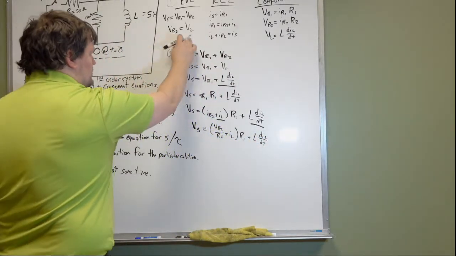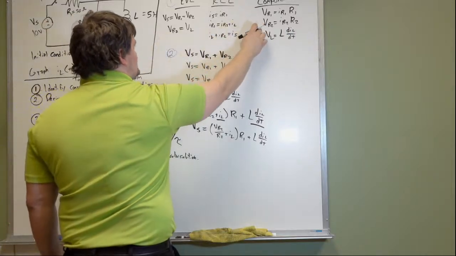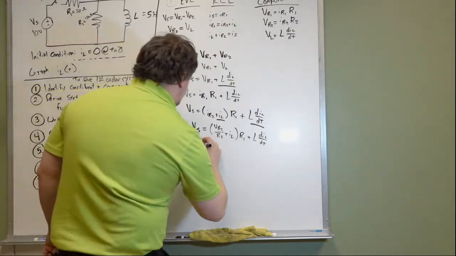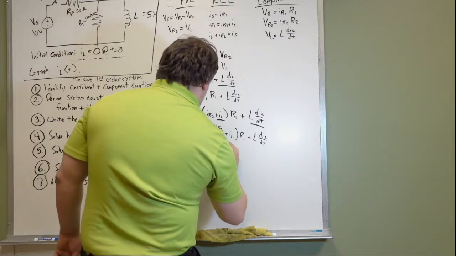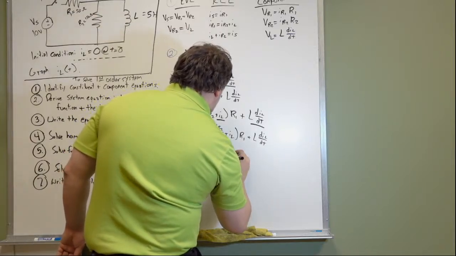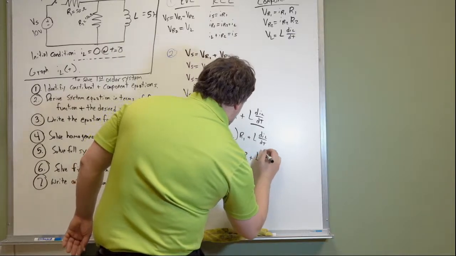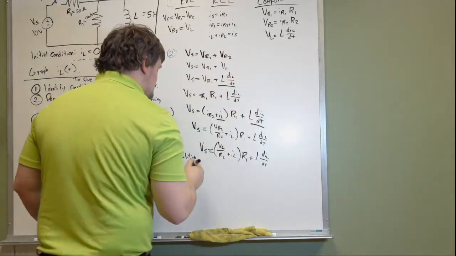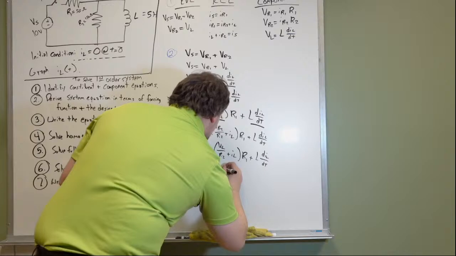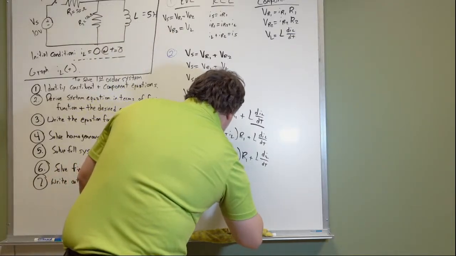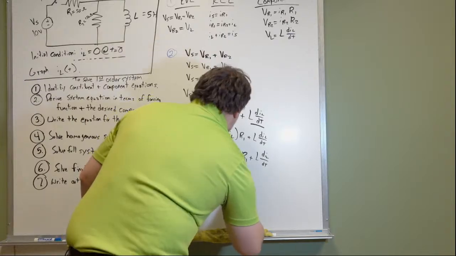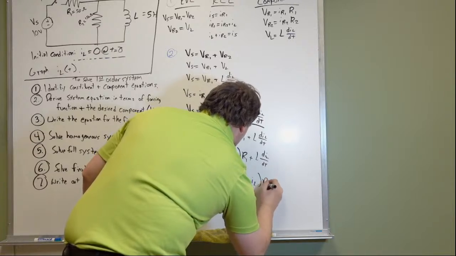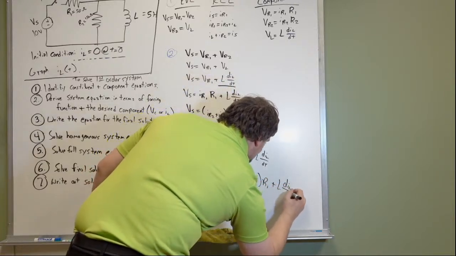For VR2, we have this equation here, and that equation there, but these are the only two equations we have. This is the one we just used, so we're going to use this one instead. VS is equal to VL over R2 plus IL times R1 plus L dIL/dt. We have this equation for VL, so we'll bring that one out. VS is equal to 1 over R2 times L dIL/dt plus IL times R1 plus L dIL/dt.